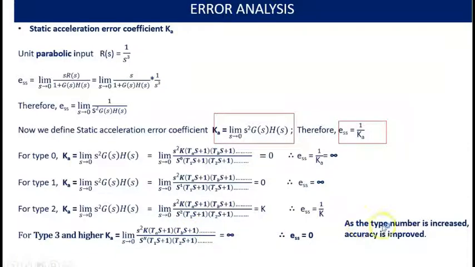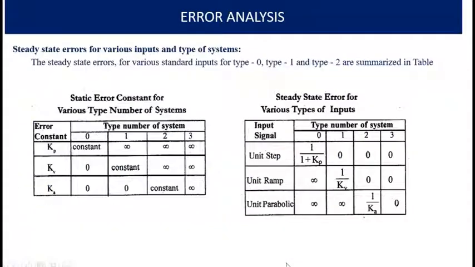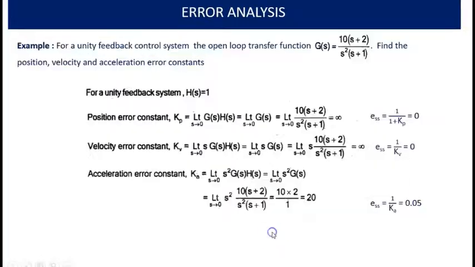So again, as the type number is increased, accuracy is improved. For type 0 and type 1, infinite steady state error. For type 2, finite amount of steady state error. For type 3 and higher, there is no steady state error. And the results are tabulated here. In this table, the values for Kp, Kv and Ka. And in this table, the steady state error for unit step, unit ramp and unit parabolic.